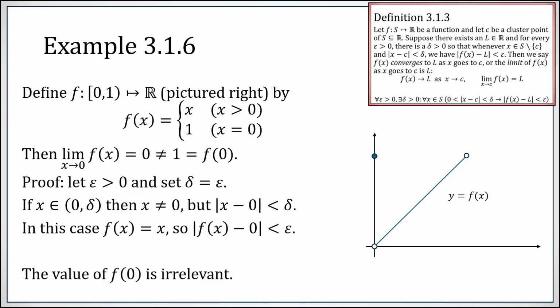In other words, the actual value of f of 0 is totally irrelevant. You can imagine moving this point up and down. The actual value I picked here would not affect any of this argument. Specifically because in the definition of limits, we do not take x equals c. So what happens at c is completely irrelevant to this definition of a limit.